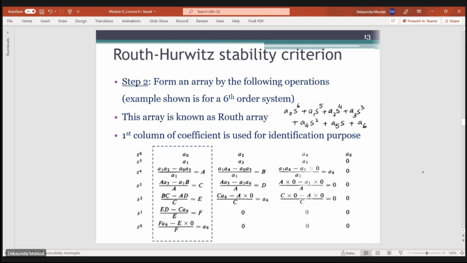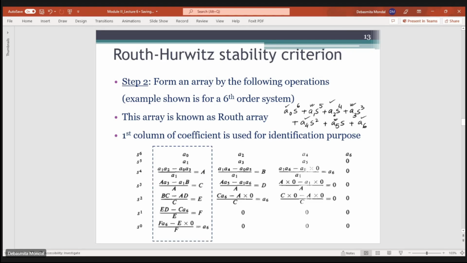Okay, so the first column will have all the odd terms. So that means the first row will have A0, A2, A4 and A6. Similarly, in the second row, you will have all the even terms. So you will have A1, A3 and A5. You don't have a fourth even term, so we will have just 0 in the fourth element.